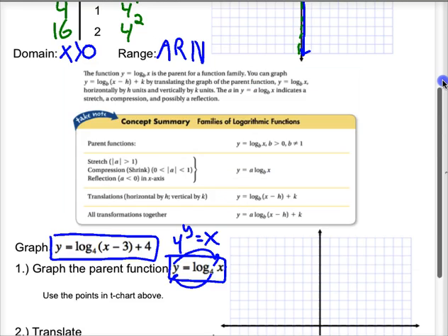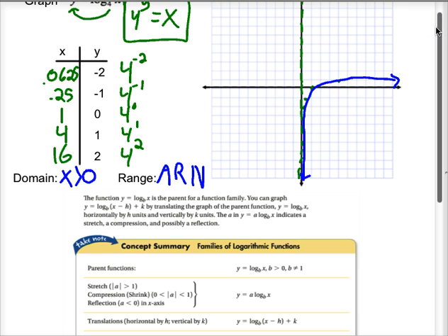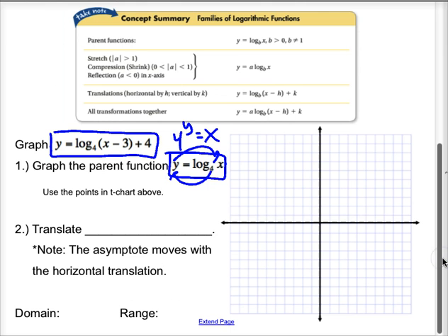So these points from up here that we already discovered, I'm going to just replot those points, all right? So we have 0.0625, -2. Then we have 0.25, -1, 1, 0, 4, 1, and then the other we can't see.